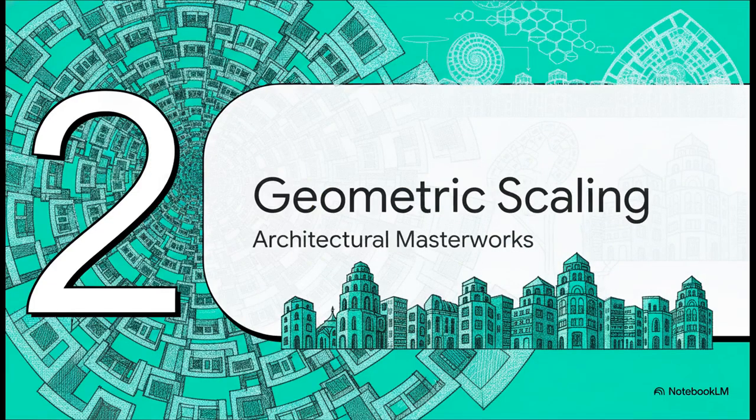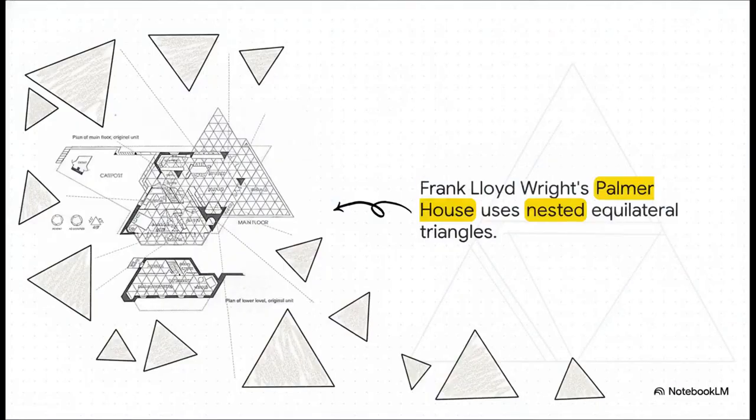Section 2. Masterworks of geometric scaling. Now, visionary architects have actually always intuitively understood this need to build with fractal geometry, even way before computers made it easy to visualize. Take the plan for Frank Lloyd Wright's Palmer House in Michigan.